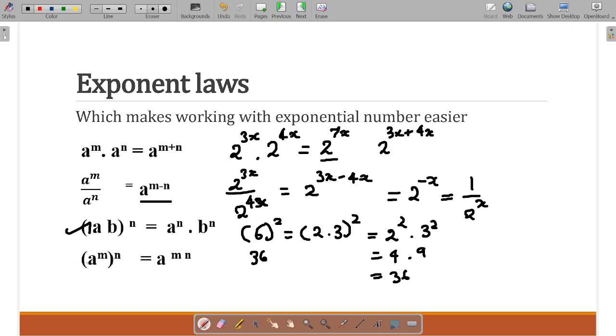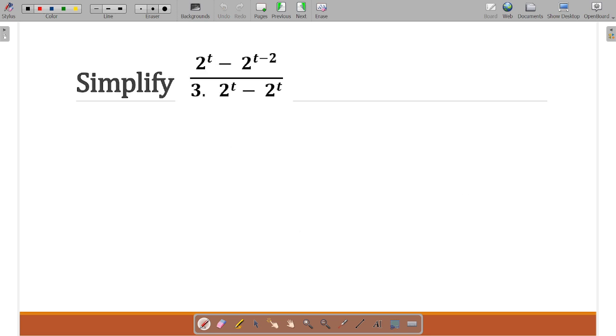Next one is a power m whole power n is equal to a power mn. This also can be verified very easily. Next, we are going to simplify an exponent sum. Let's take this sum: 2 power t minus 2 power t minus 2, divided by 3 into 2 power t minus 2 power t. Let's do this sum step by step.